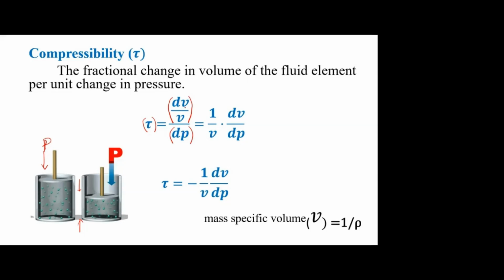Is it clear? If I rearrange, I will get 1 by V into dV by dP. Then I add a minus sign because the volume is decreasing. So tau is equal to minus 1 by V dV by dP, and this V is the mass specific volume. It is not the velocity, it is the volume. The normal volume formula is mass divided by density. Here we are assuming unit mass, so the specific volume is 1 by rho. So the first definition: fractional change in volume per unit change in pressure.